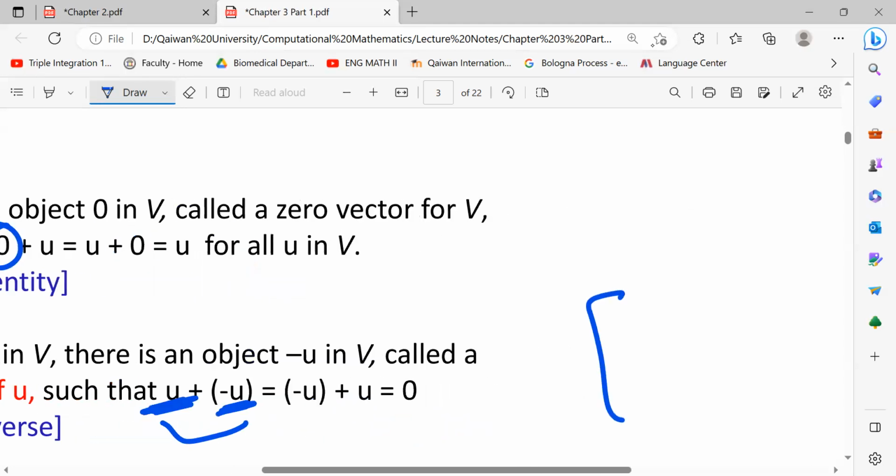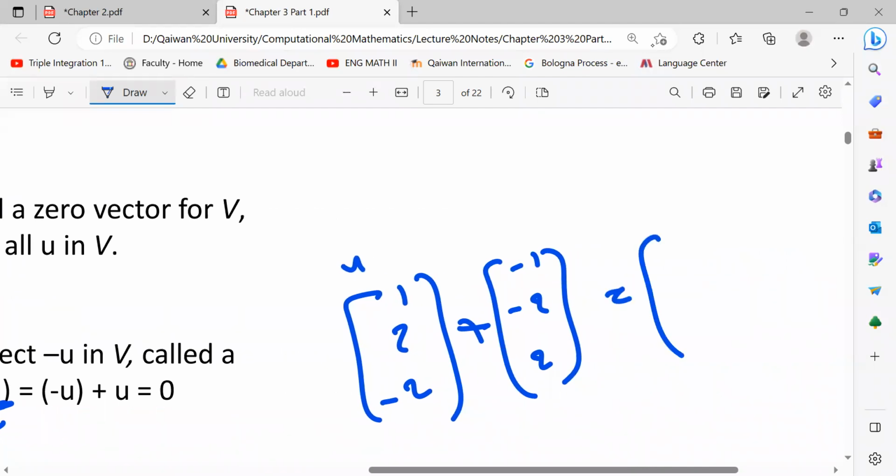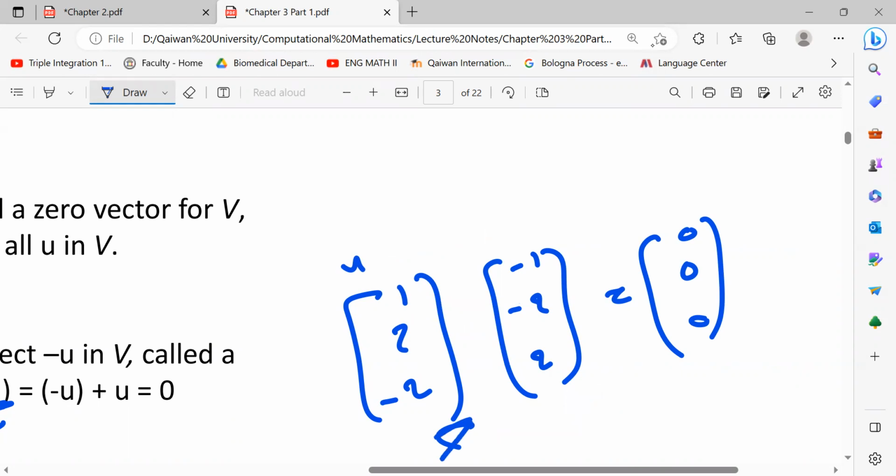For example, if we have 1, 2, negative 2, this is U. Minus U is minus 1, minus 2, 2. What's the sum of these two vectors? These two components is 0. 2 and negative 2 is 0. Negative 2 and 2 is 0. Look, we get a zero vector. That means this one is the inverse of that one with respect to addition, and also we can say this one is inverse for that one.